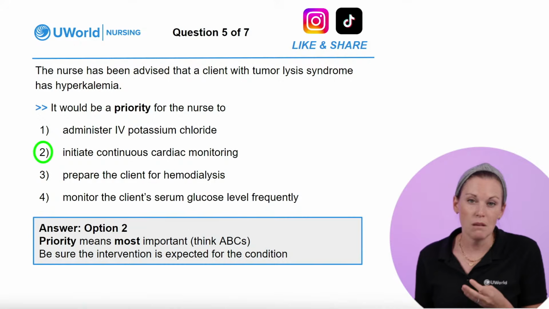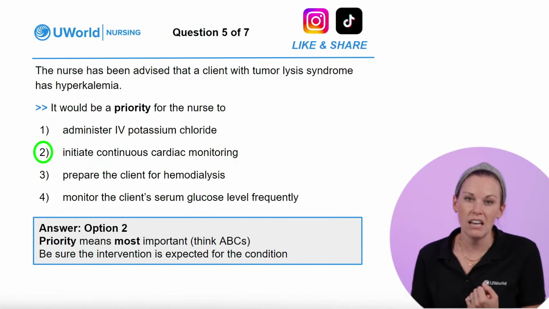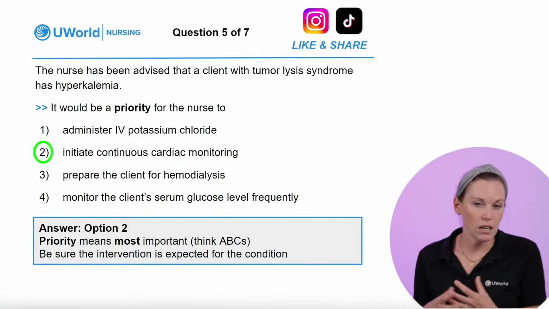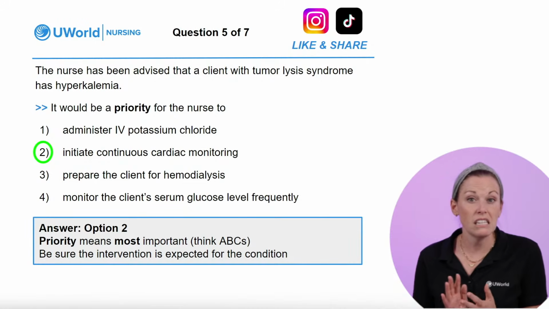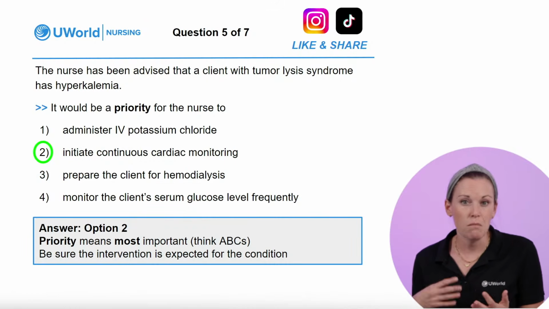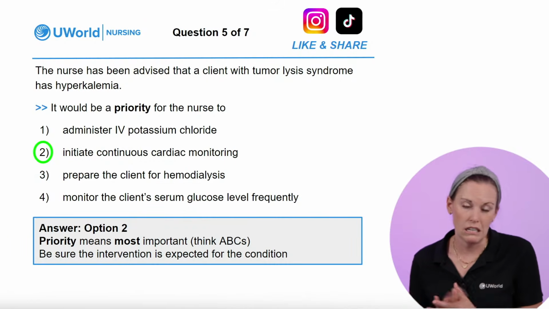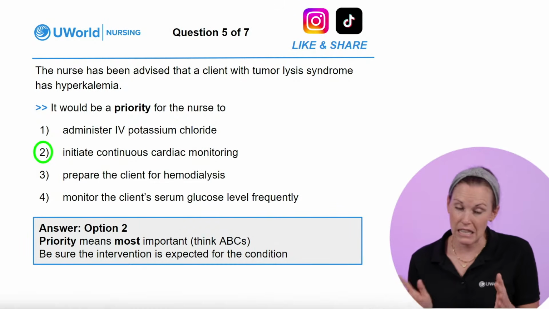Those intracellular components are going to be in your bloodstream. So potassium is a big one. Hyperkalemia is definitely something that can happen with tumor lysis syndrome. We know potassium, anytime it's elevated in our blood, we really worry about our heart. We worry about those dysrhythmias. So we definitely need to be sure our client is on continuous cardiac monitoring. We need to monitor for VTach, VFib, all the progression to those life-threatening arrhythmias. We definitely need to be sure that we're addressing that, and that's our priority.